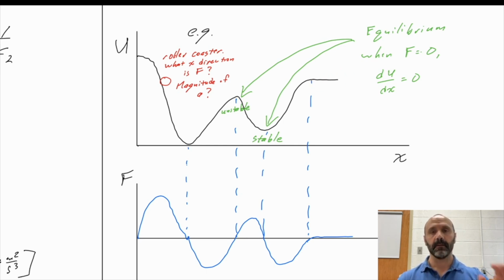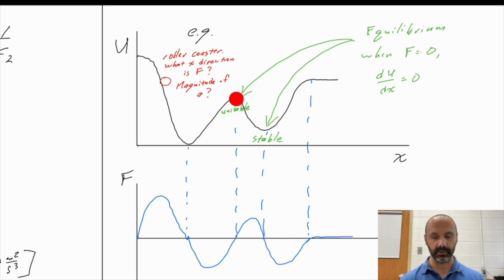There are a few things to point out here. One, equilibrium. Equilibrium is when the net force is zero, right? So that means that when the force is zero, that would be here and here. Those are these points. And so that's the places where the slope is zero. You've got a maximum or a minimum. So the way you can find this is take the derivative, set it equal to zero. That's an analytic way of finding this.